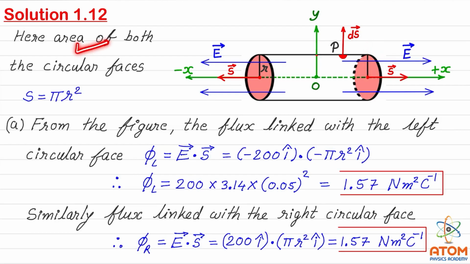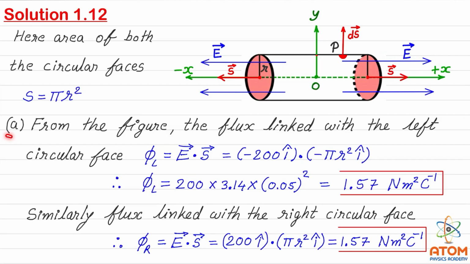Here the area of both the circular faces will obviously be S equals pi r square. This is the circular face, and so the area will be S equals pi r square because the radius is given as r.